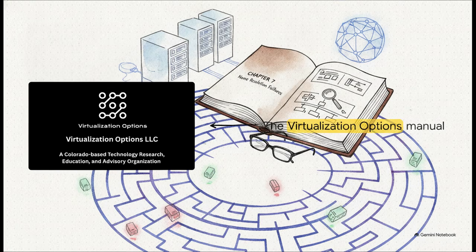They're a really solid Colorado-based technology research, education, and advisory organization. We're going to zero in strictly on Chapter 7 of their guide. We're not rehashing basic networking here, and we're definitely not pulling in stuff from other chapters. We're just focusing on helping you demystify these specific name resolution failures. Because let's be real, finding a host in an IPv6 world can suddenly feel like navigating a maze blindfolded.